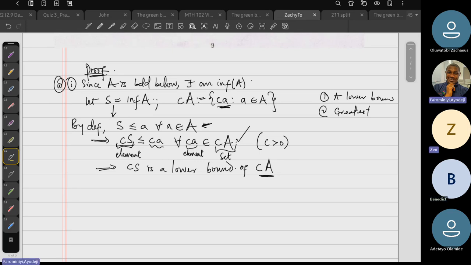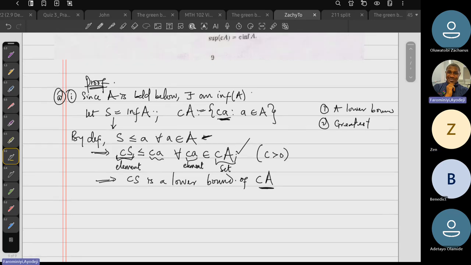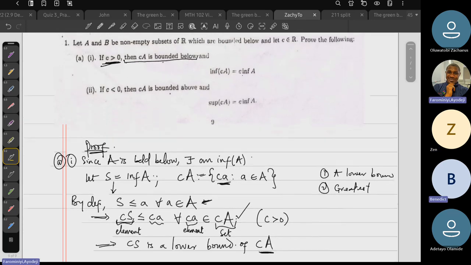Are you guys with me? Yes, sir. Good. So we have shown that it is a lower bound. I hope you understand why it is a lower bound of CA. Yes, sir. Good.